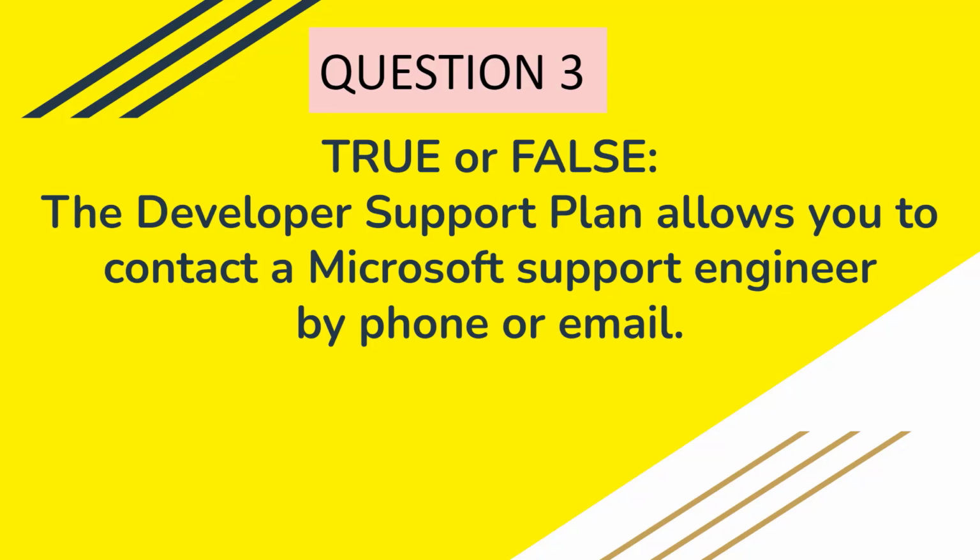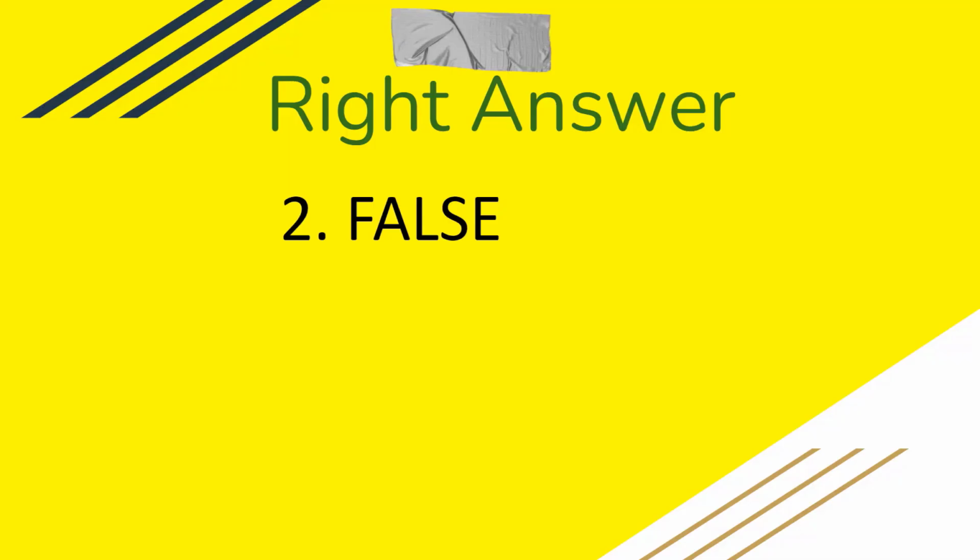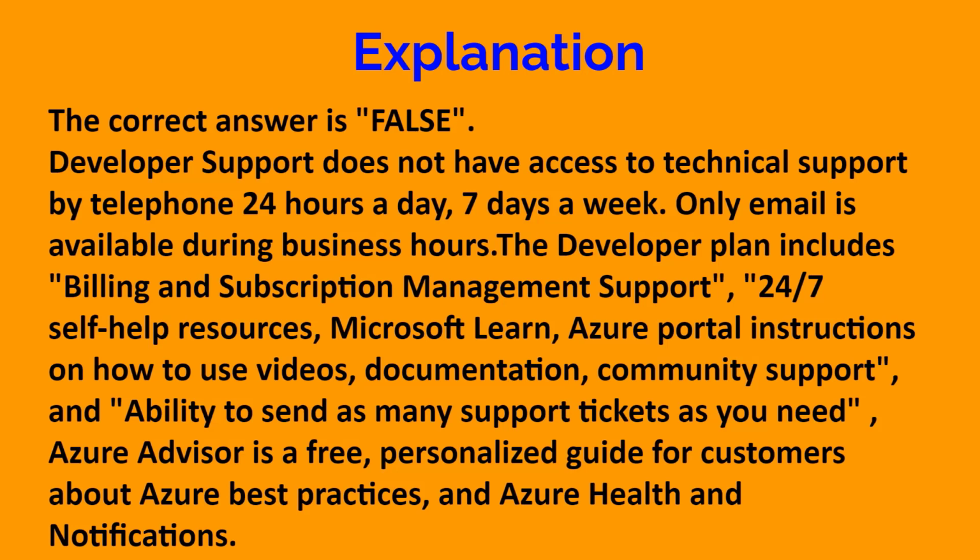Question 3. True or false? The developer support plan allows you to contact a Microsoft support engineer by phone or email. Option 1. True. 2. False. Right answer is 2. False. Explanation. The correct answer is false. Developer support does not have access to technical support by telephone 24 hours a day, 7 days a week. Only email is available during business hours.